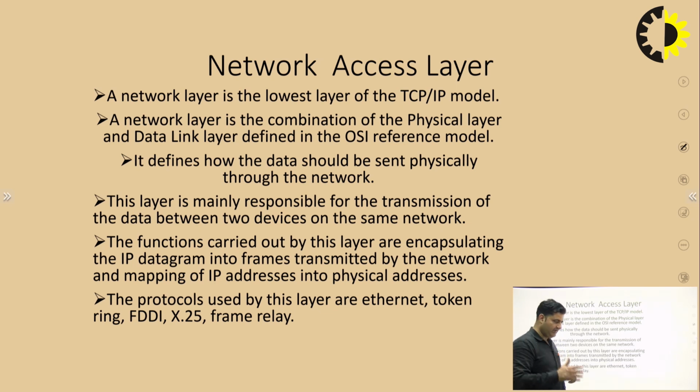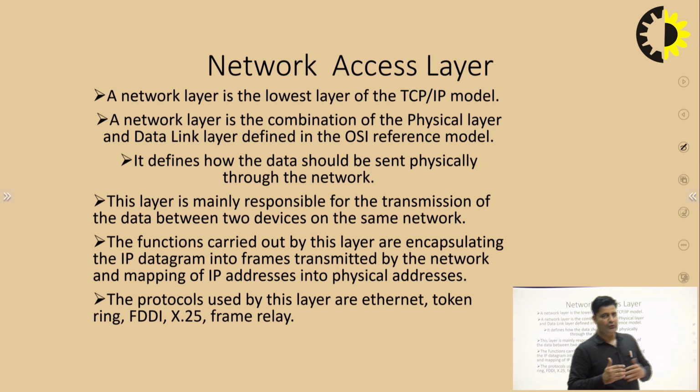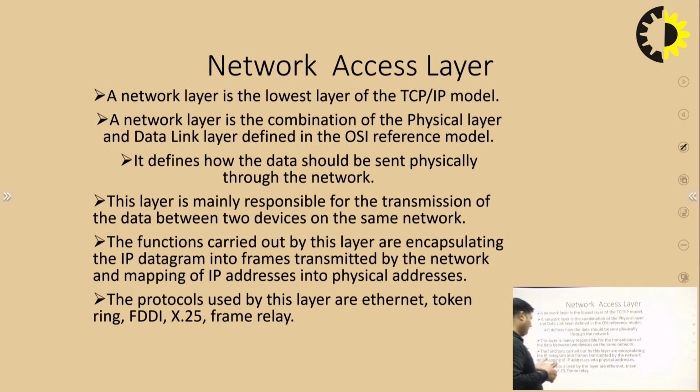In the first layer, we transfer the file in the form of 0 and 1. Then data reach the data link layer in the OSI model, where we are combining the number of bits into frames. So the data is constituted into the form of frames. Then the last function is the mapping of the IP address into the physical address.